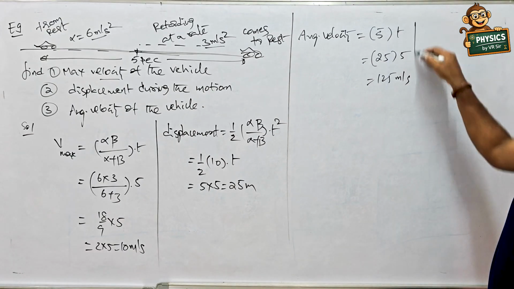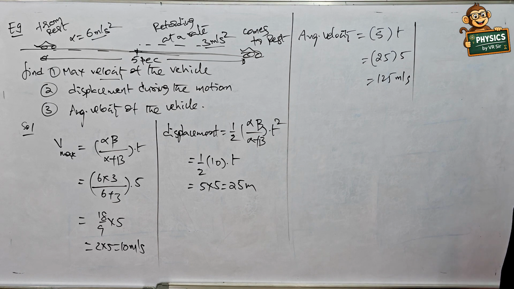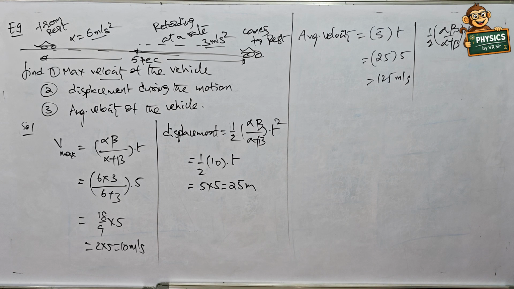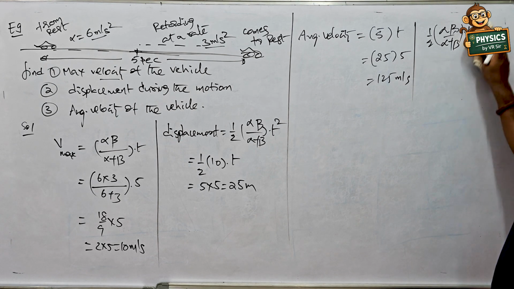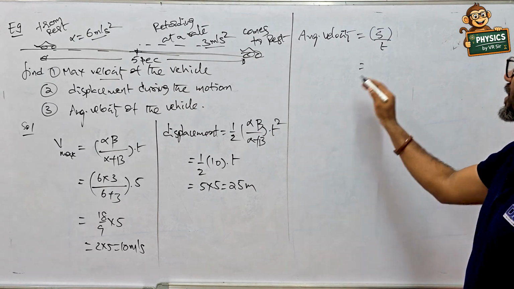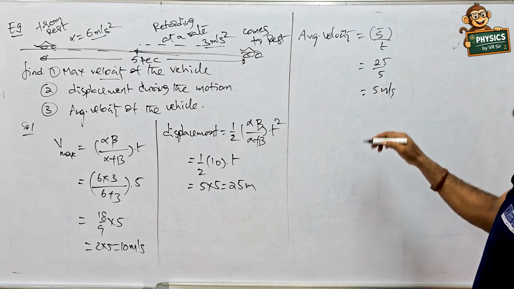Sorry, the average velocity is displacement by time. Displacement is 25 and the time is 5. It's nothing but 5 meters per second.